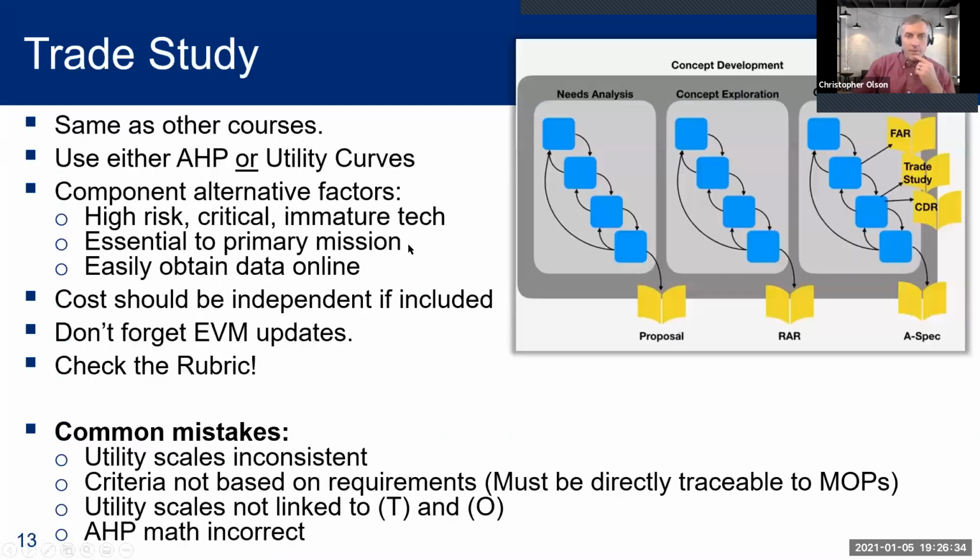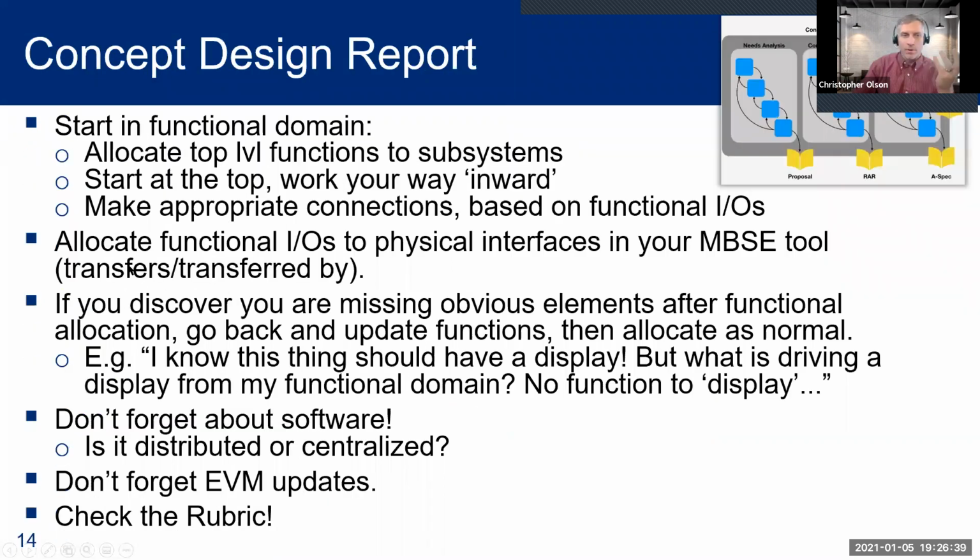Allocate functional inputs and outputs to physical interfaces. I just talked about that. In your tool, in CORE, they use the transfers and transferred by relationship for that. So you'll go to the item and then you'll double click transfers or transferred by, and then it'll come up with links, and you have to connect the links. The appropriate connections right here are called links in CORE.